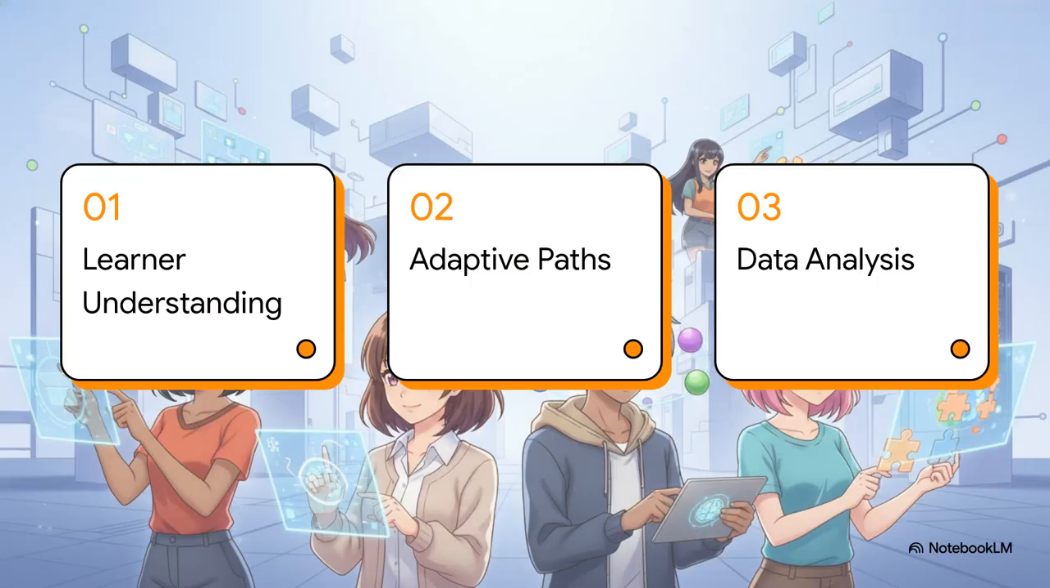So, to solve it, we're going to follow a highly structured three-step blueprint today. First, data-based learner understanding and persona definition. Second, adaptive learning paths and content mapping. And finally, system optimization through data analysis. Let's not waste any time and get right into it.